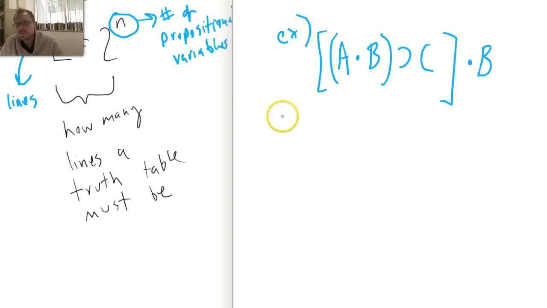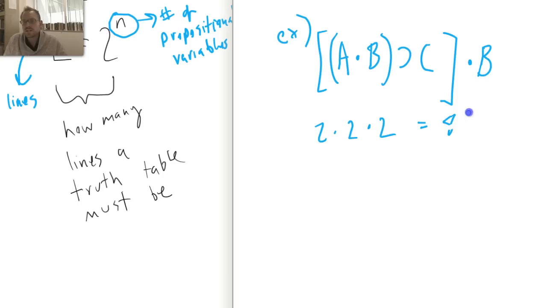So what's 2 to the third power? 2 to the third power is 8. And that just means I go 2 times 2 times 2, and that equals 2 times 4. 2 times 2 is 4, and 4 times 2 is 8. So that's the number of lines I would need.